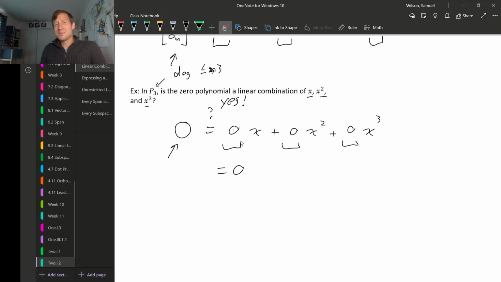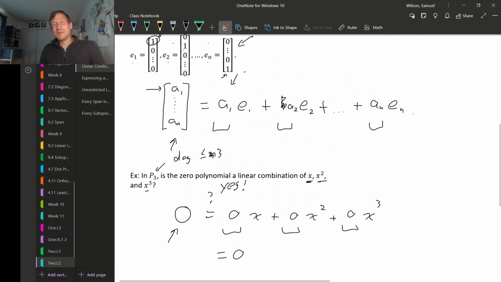The point of this example is just that we have to remember that choosing 0 for a coefficient is a perfectly valid choice, right? What this is telling us is that to produce 0 as a linear combination, we didn't really need these polynomials. We could have done it with fewer polynomials. In fact, we could have done it with no polynomials, right? But having a 0 coefficient in a linear combination just tells you that you didn't really need that vector to begin with.